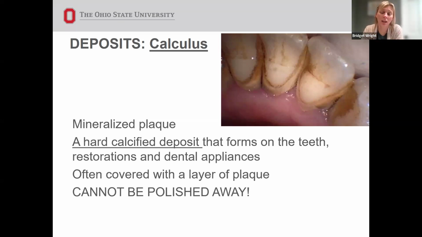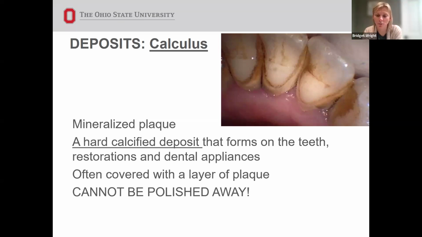Okay. It's often covered by a layer of plaque or stain. You can see in this picture that it has a brown tinge to it. Typically, calculus is more of a yellowish color, whereas this one looks a little bit brown. That's because it's picking up stain, which makes sense. The calculus is rough, and so things are going to stick to it a little bit easier. So the fact that stain is on there is super common and not surprising.